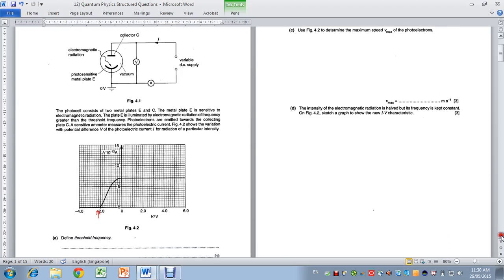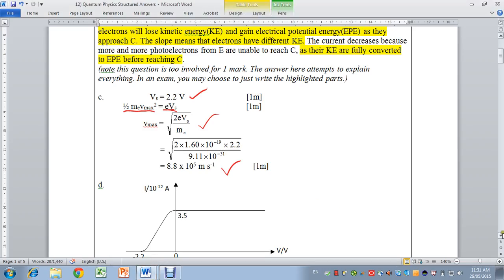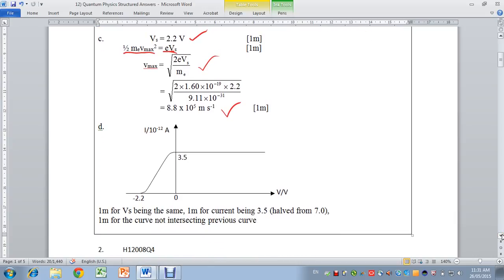Next, part D. The intensity of the electromagnetic radiation is halved, but its frequency is kept constant. This suggests that the number of photons coming in is halved. If you halve the number of photons, what do you think will happen to the current? So sketch the new IV characteristic. Let me sketch on this graph the new IV characteristic. So there you go. This is the answer, but I didn't sketch it together. I'm going to draw it again to show you.